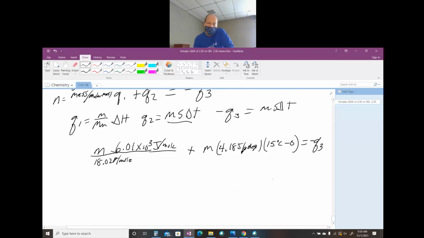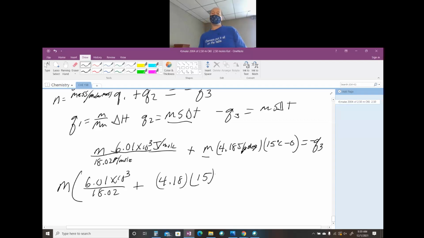So what we're going to do on the left side is note that we have a mass, we have a mass. So we're going to use our mass skills, and we're going to pull out M. And so that gives us 6.01 times 10 to the third divided by 18.02 plus 4.18 times 15 minus 0 is 15. All right, and so I pulled out a common factor of mass. And that is equal to negative Q3.